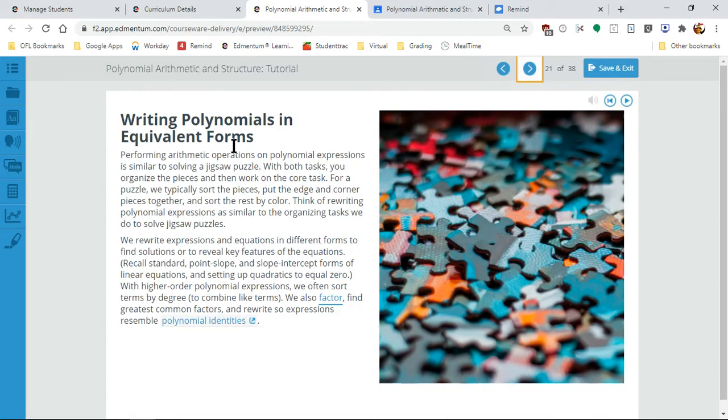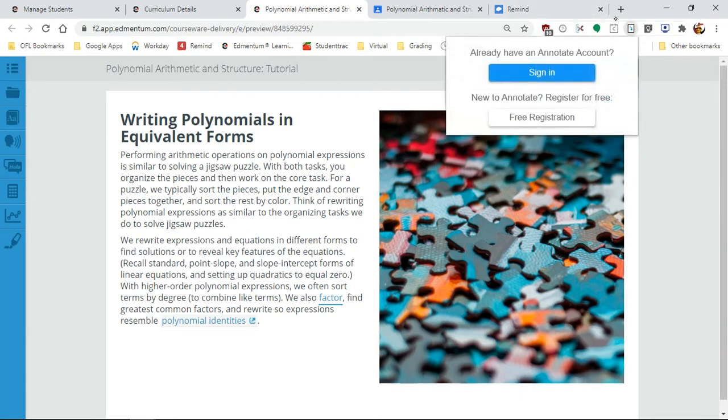So now we're going to talk about writing polynomials in equivalent forms. So basically what we're doing is if someone gives us a polynomial, let me turn my pen on real quick.